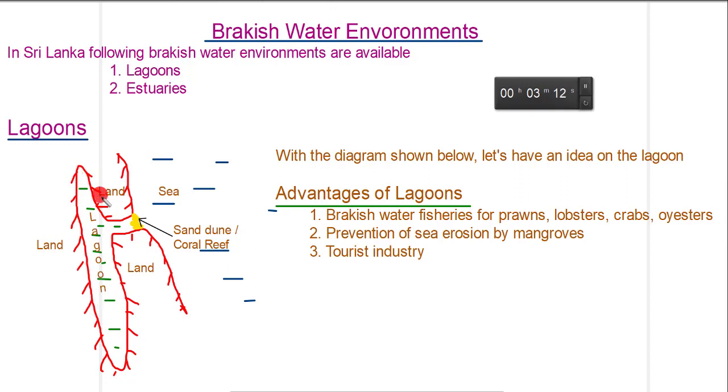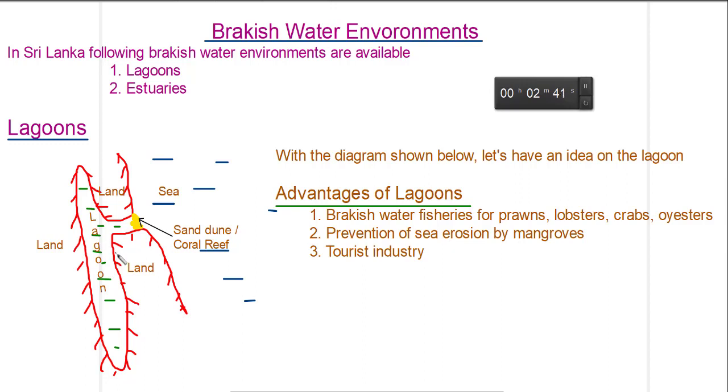The lagoon, land area, and the lagoon there. It has brackish water because there's a sand barrier, called a sand dune or coral reef barrier. Water goes in, but it also comes out a little less. And the advantage of the lagoon, we can get brackish water fisheries. Prawns, lobsters, crabs, oysters, like fish they are catching.